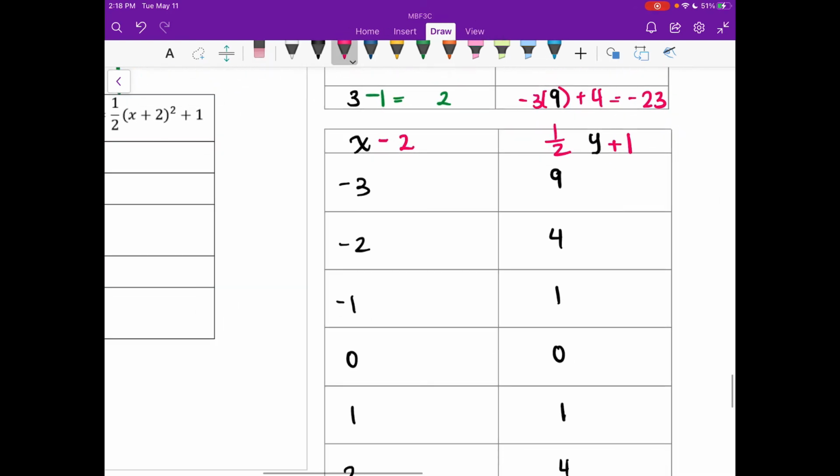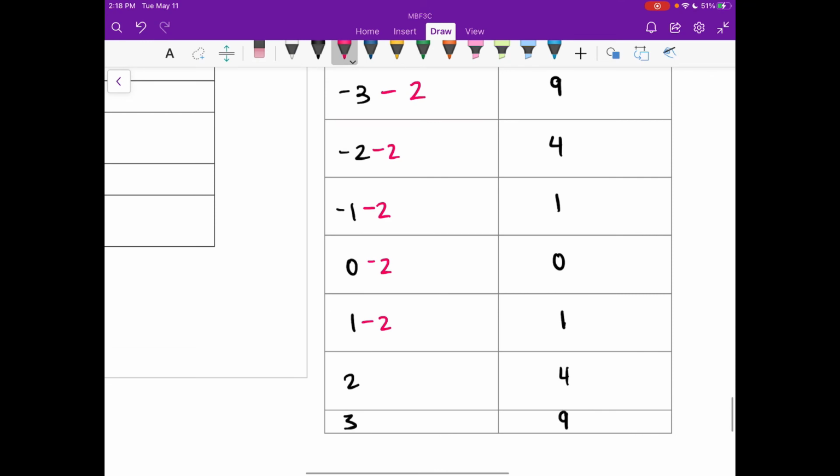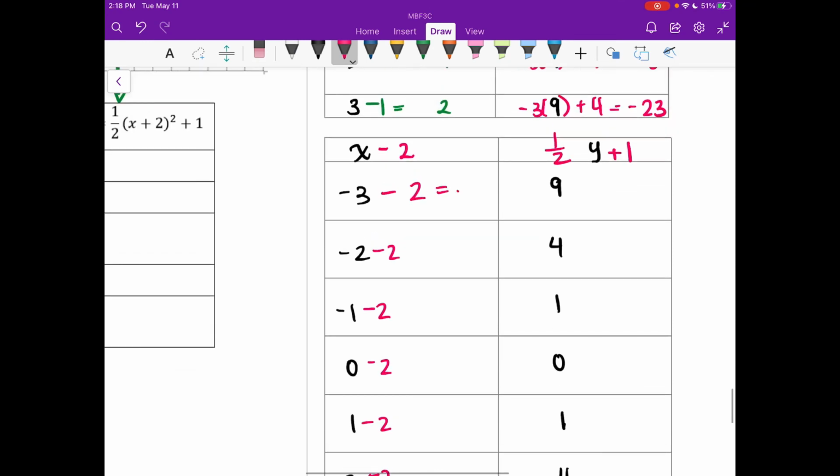Let's go put in what we know. Let's just go write these in. So I'm going to put a negative 2 to change all my x's. So negative 3 minus negative 2, negative 5, negative 4. Negative 1 minus 2 is going to be negative 3.